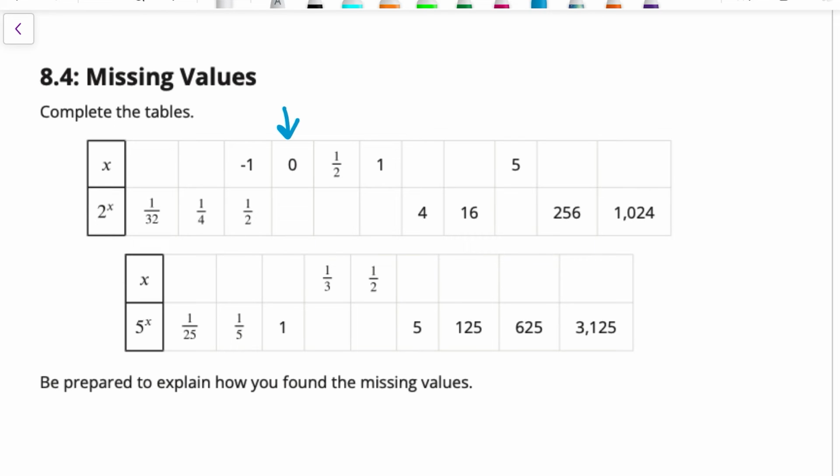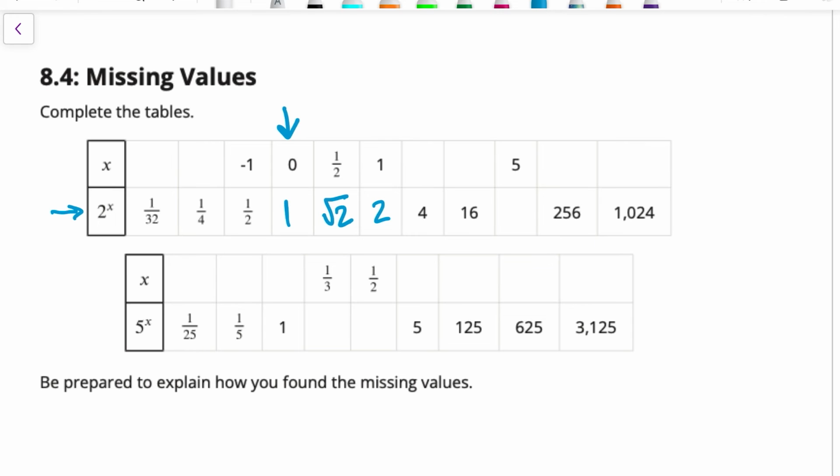And they did give us that we're looking at 2 to the x. So 2 to the 0 is 1, right? And let's go through the positives first. So 2 to the 1/2, that's the same thing as the square root of 2. 2 to the first is 2.